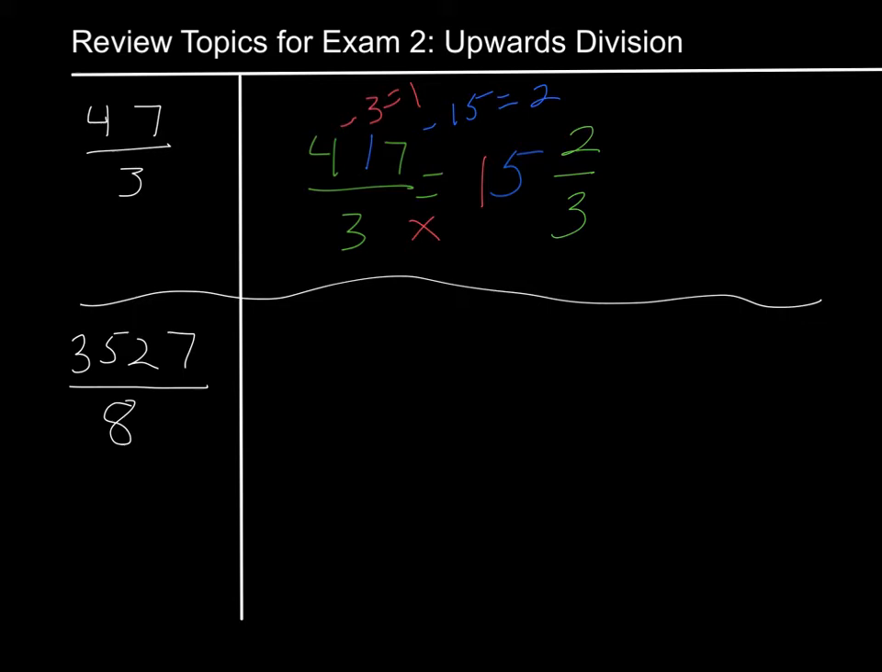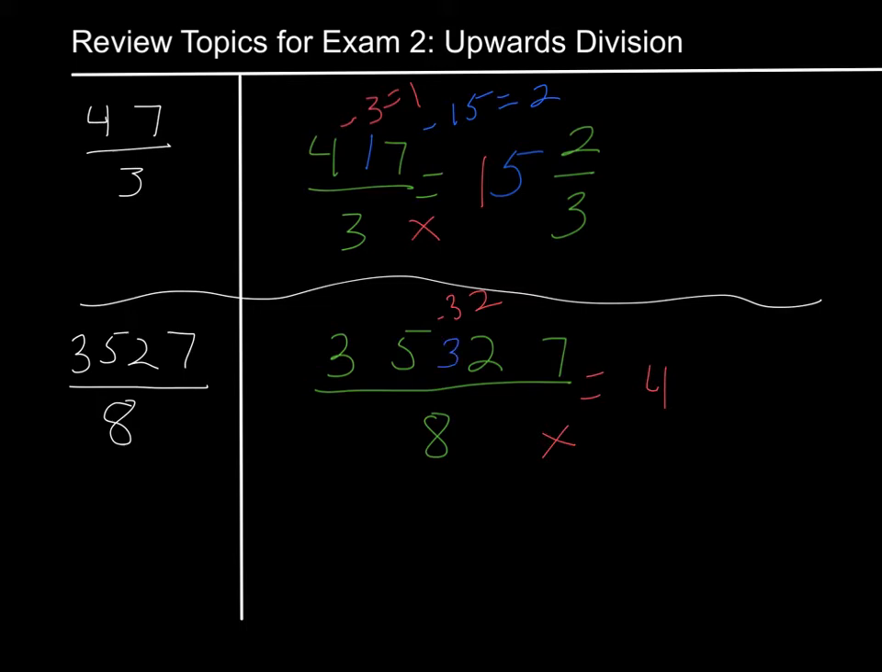Okay, so now I'll do the same thing for this one. I'm going to rewrite it so that I have a little bit more space in between my numbers. And then I say, okay, how many times does 8 go into 3? Well, that's 0. How many times does 8 go into 35? 8 goes into 35 4 times. And 4 times 8 is 32. So 35 minus 32 gives me 3. So this number is 32.